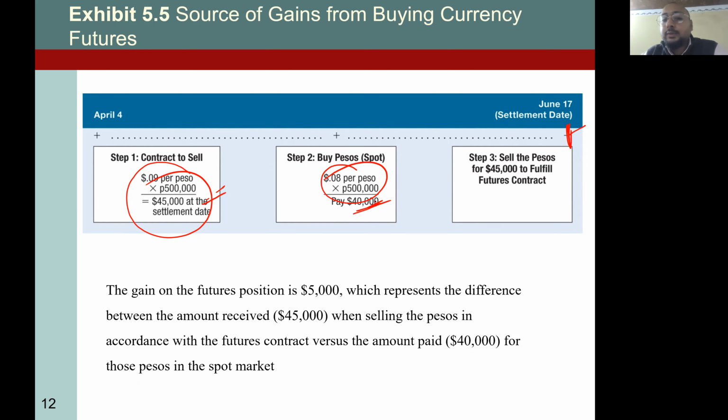500,000 pesos. He will pay 40,000 to buy 500,000 pesos and sell it to the customer, the buyer, at 45,000, and the difference of 5,000 is his profit. So the gain on the futures position is 5,000, which represents the difference between the amount received when selling the pesos according to the future contract versus the amount paid, 40,000, for those pesos in the spot market.